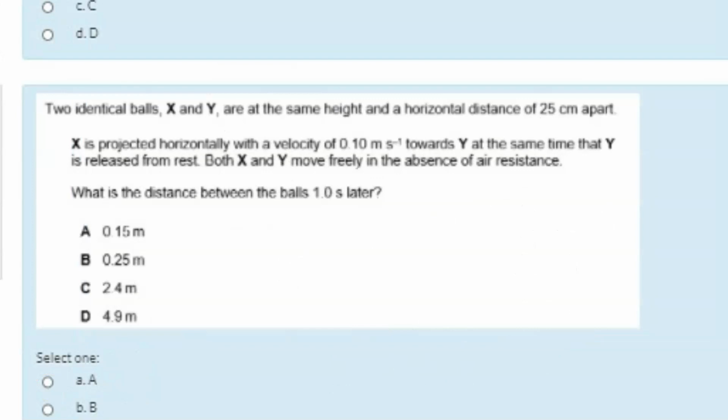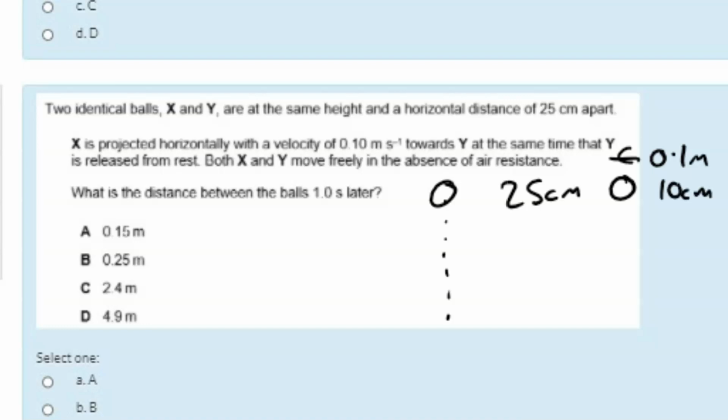Okay, so the classic ball dropping question. We've got two balls, they're 25 centimetres apart. This one is dropped vertically like that. This one has got a horizontal projection of 0.1 meters per second, well that's 10 centimeters per second. It's going towards it. So this will go at a path like this. They're going to drop at the same rate, so it's only the horizontal that we're interested in. We don't care about the vertical at all, completely irrelevant.